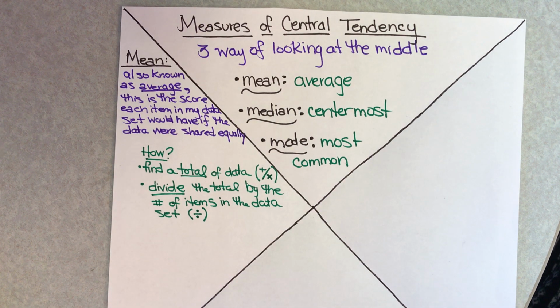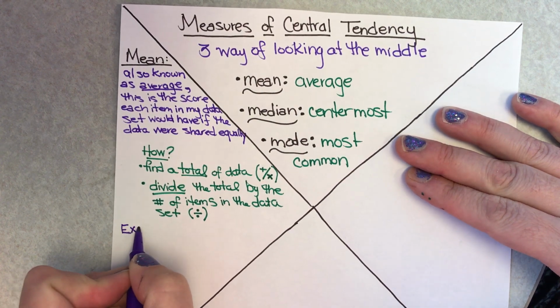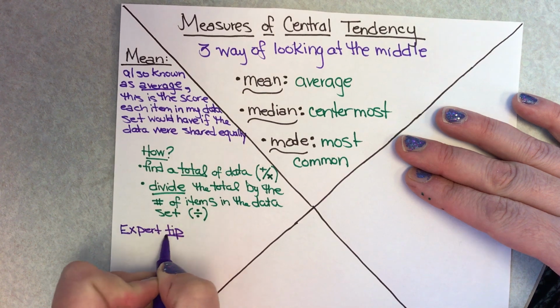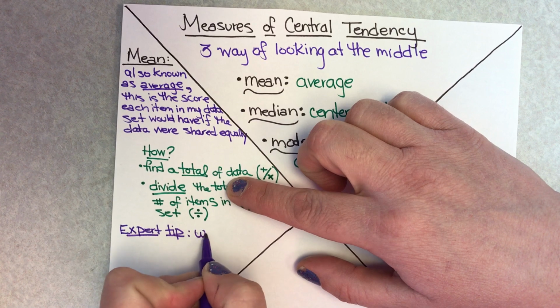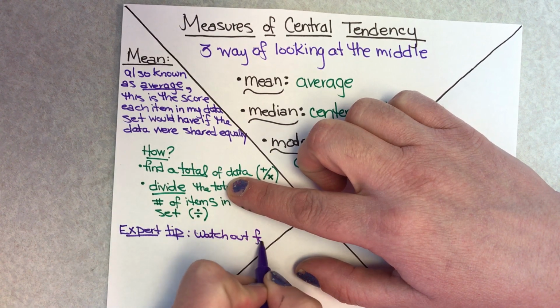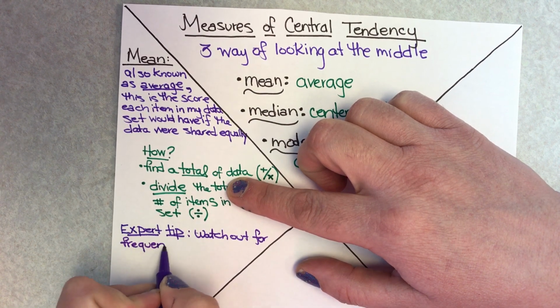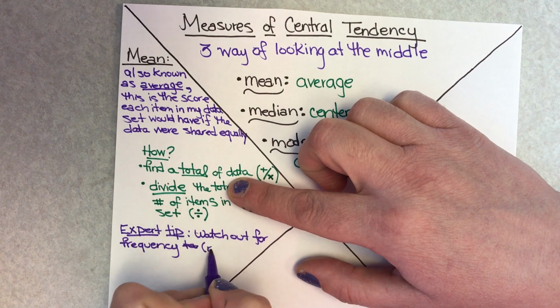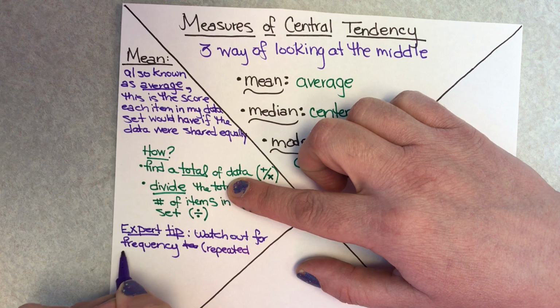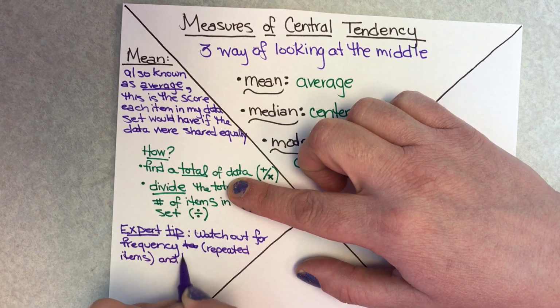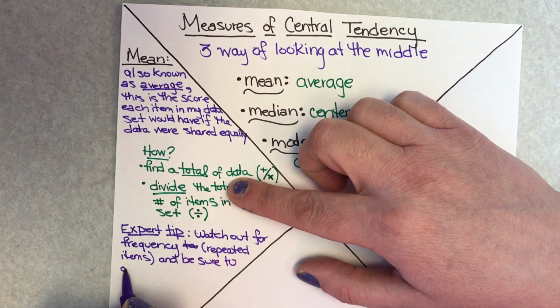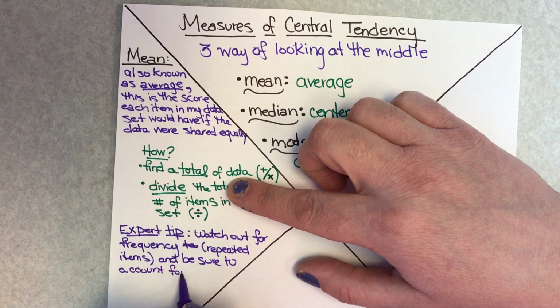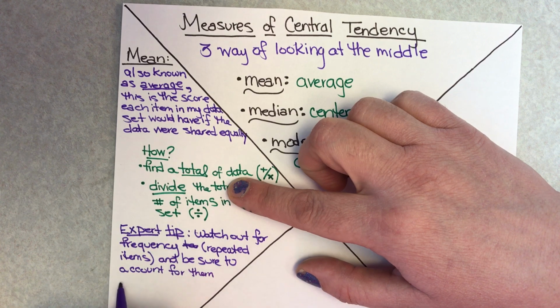So great. Now, I just want to give you my little expert tip warning, because every kind of problem has a trick to it that the GED loves to exploit. So let's talk our expert tip. I want you to watch out for frequency tables. We'll be talking about these in class. We've seen one already. But watch out for frequency, not just frequency tables, frequency in general, when something happens more than once. That's what I mean, repeated items. And be sure to account for them when finding the mean.